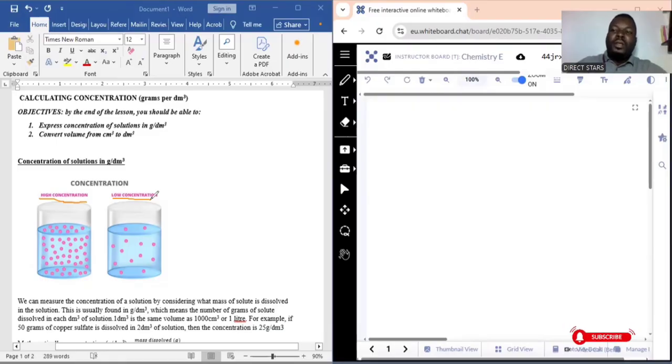The same thing applies when we want to produce anything, be it drugs, food items, cosmetics, and the likes. Concentration is very important because it determines our formulations. So we'll be looking at how to calculate these concentrations, to know what amount of a particular substance to apply to a solvent to get a certain concentration that is needed for production.